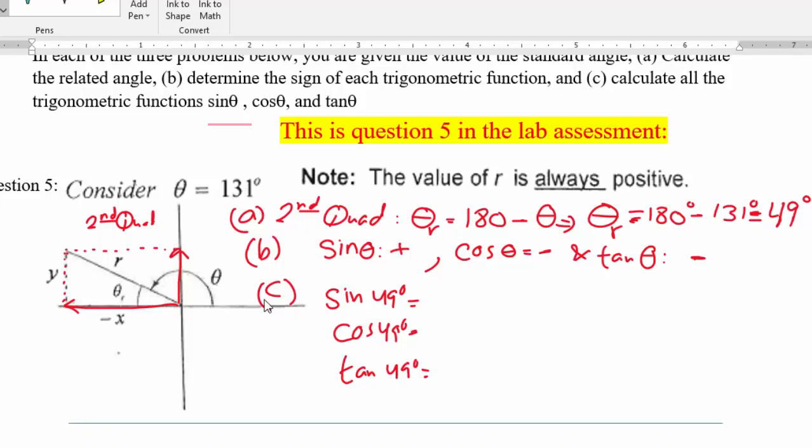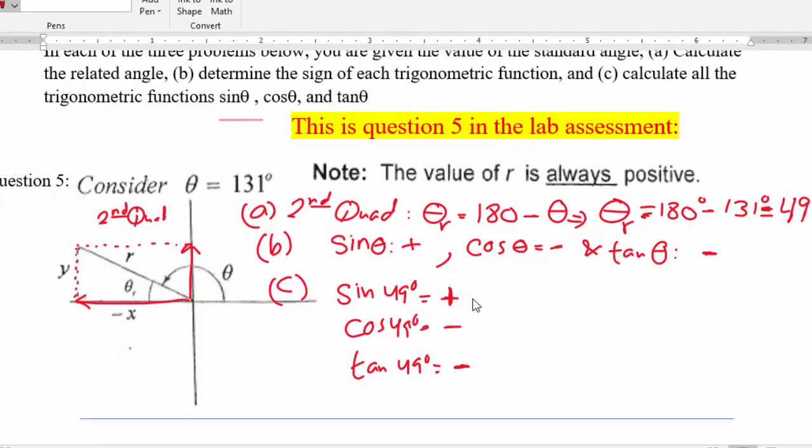Suppose we are going to go with the related angle. We are using sine, cosine, and tangent applied on the related angle. You need to know that for the sine you'll have to place positive here, while the cosine will be negative and the tangent will be negative. Then just plug the values into the calculator and you'll get the correct answers.